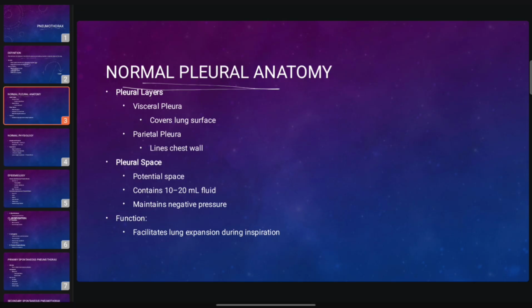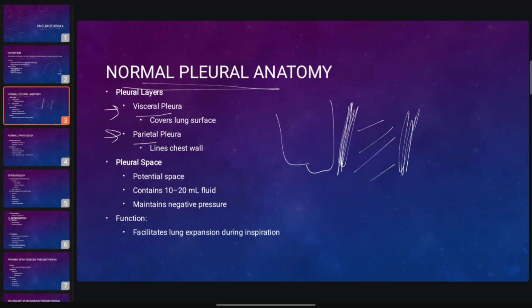So in the normal pleural anatomy, there are two pleural layers. One is the visceral layer, which covers the lung surface, and the other one is the parietal, which lines the chest wall. Okay, for example, this is the visceral layer, here is the lungs, and this is the parietal pleura. And this is the pleural space, which contains 10 to 20 ml of fluid, which is the pleural fluid.